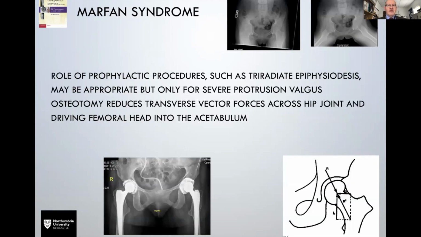The role of prophylactic procedures such as triradiate epiphysiodesis is somewhat controversial. It may be appropriate in some patients, but it's only a small number, and it's usually for severe protrusio. A valgus osteotomy will reduce transverse vector forces across the hip joint that are driving the femoral head into the acetabulum, and may also be indicated in younger patients. This may reduce the chances of a patient needing total hip arthroplasty or delay its surgery by around 10 years in some cases.